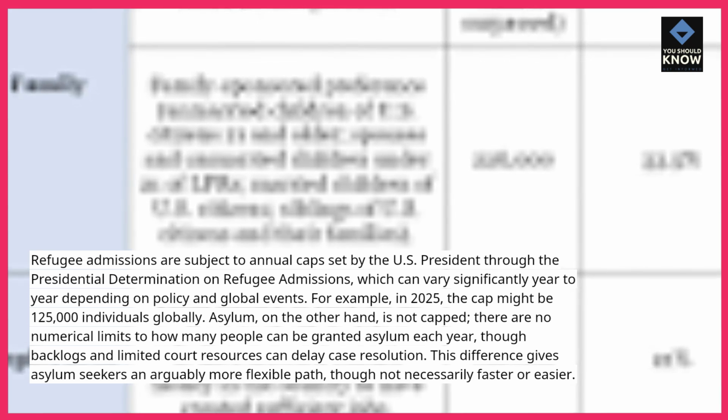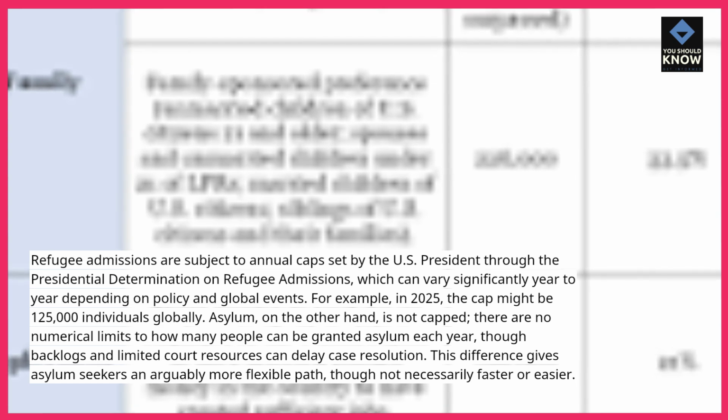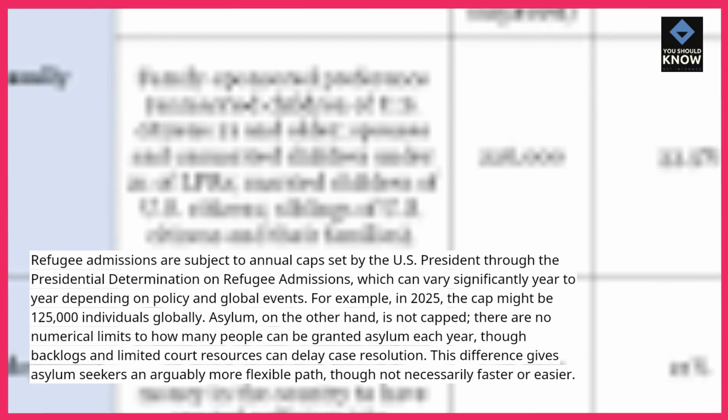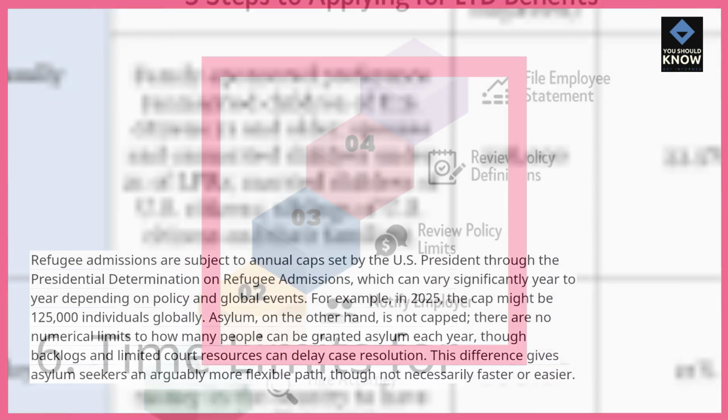Asylum, on the other hand, is not capped. There are no numerical limits to how many people can be granted asylum each year, though backlogs and limited court resources can delay case resolution. This difference gives asylum seekers an arguably more flexible path, though not necessarily faster or easier.